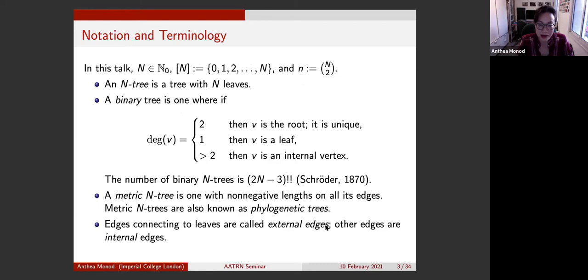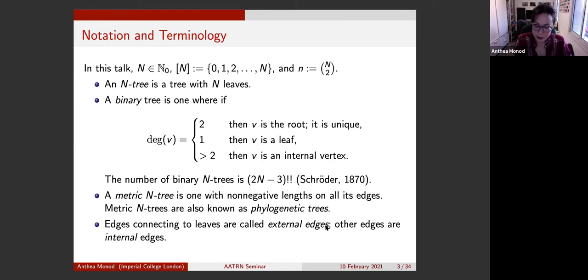Here is a more formal definition of these ideas: notation and terminology. In this talk, big N is the number of leaves, I'm going to denote by bracket N the leaf label set, and small n is going to be N choose 2. An N-tree is a tree with N leaves. A binary tree is one where the degree of a vertex v is given as follows. If it's degree two, then v is the root, and roots are always unique in a tree; there's only one root. If the degree is one, then v is a leaf. And if it's greater than two, then it's an internal vertex. In binary trees, internal vertices are always greater than two.